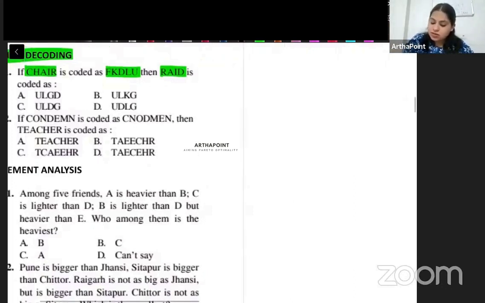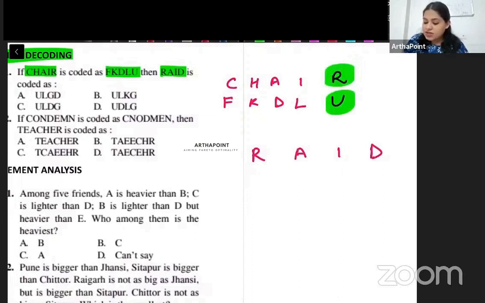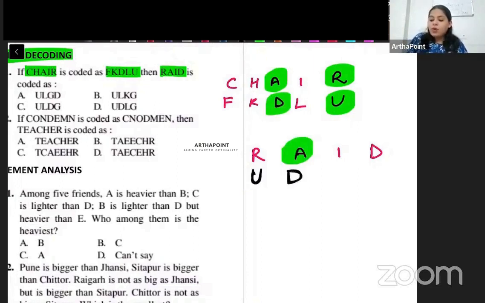So let us try this beta. So chair. They have written as FKDLU. Beta, they are asking for raid. कुछ चीजें तो ऊपर से ही clear हो जानी चाहिए. That raid में R आ रहा है and R is written as U. So that means R will be written as U. Chair में A आ रहा है and raid में भी A आ रहा है and A is getting written as D. So I know A would be written as D. Both of them beta have I in it. And I is getting written as L.